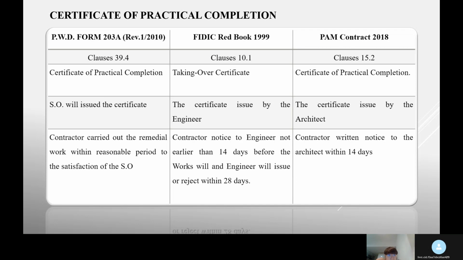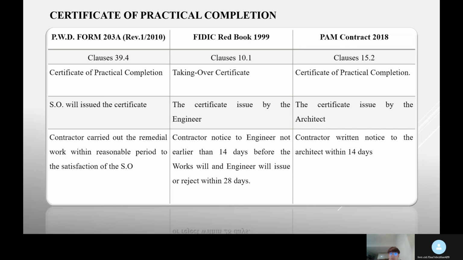Next is the FIDIC Red Book. In clause 10.1, it is the taking over certificate. The certificate is often issued by the engineer. The contractor gives notice to the engineer not earlier than 14 days before the works are complete, and the engineer will issue or reject within 28 days.